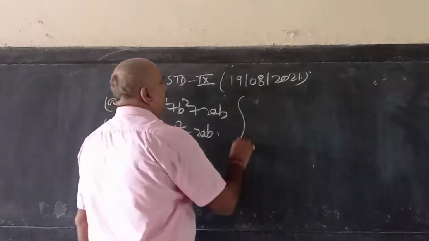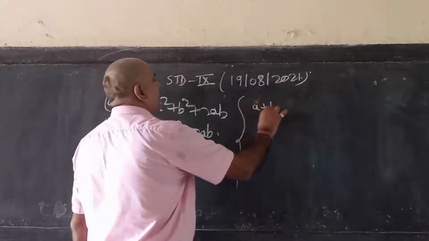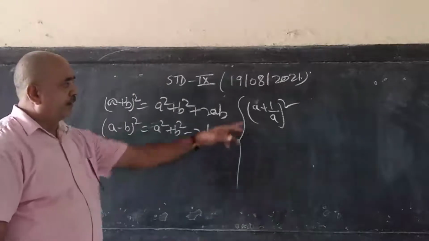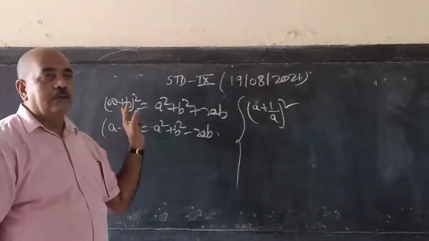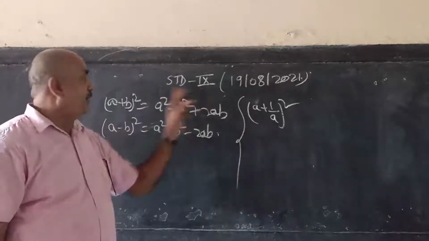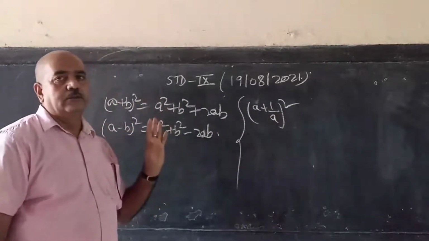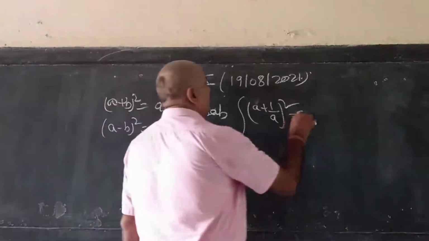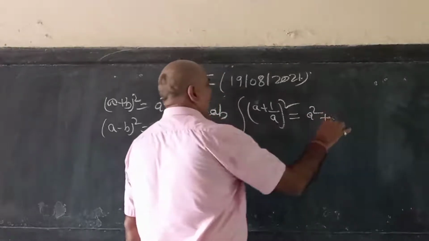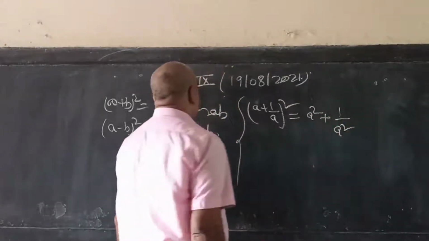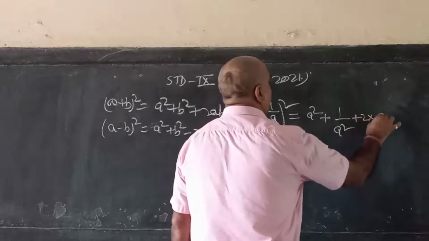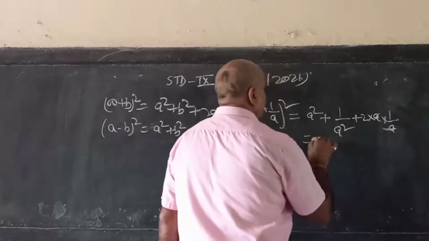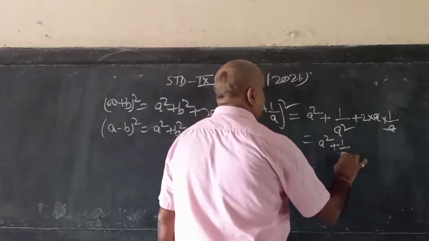Now, if the question is given (a plus 1 by a) whole square, when we compare with the main formula, in place of a there is a, in place of b there is 1 by a. Right? We will use the same result. What is the result? a square, and b square means (1 by a) square, plus 2ab. 2 into a into 1 by a, cancel. What is left? a square plus 1 by a square plus 2.